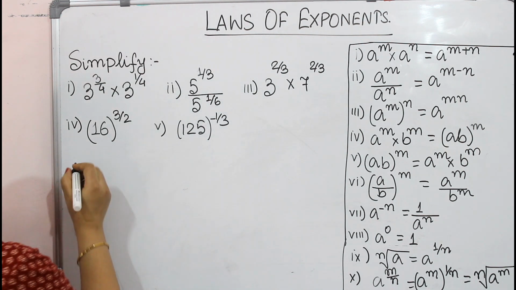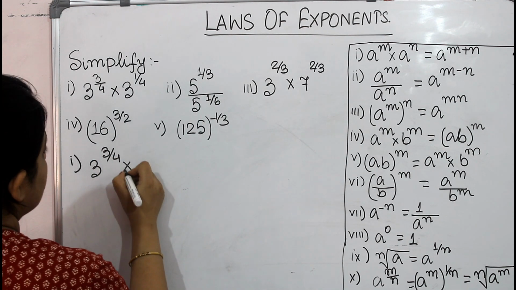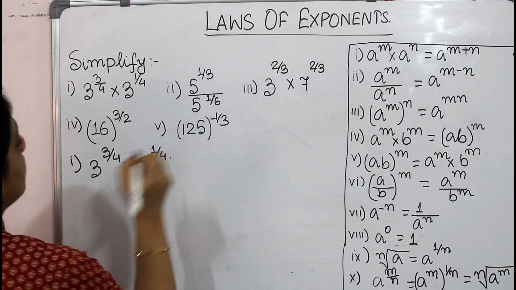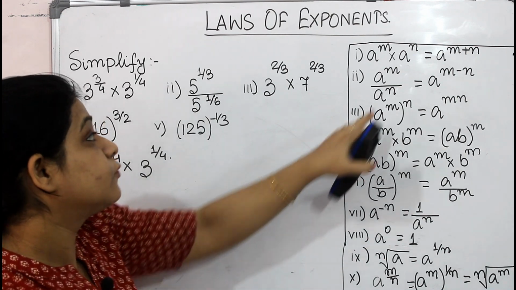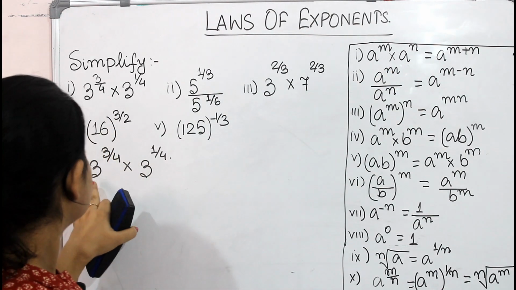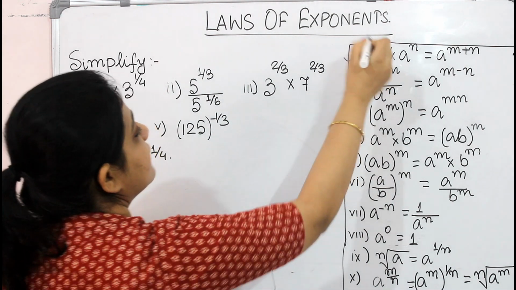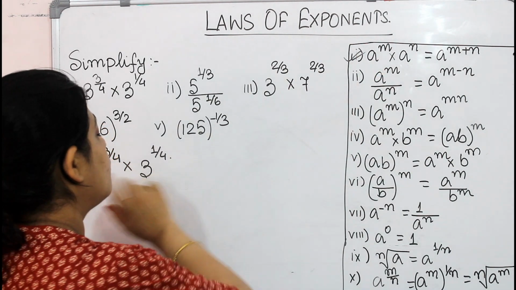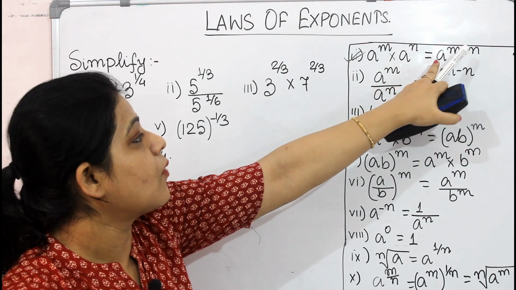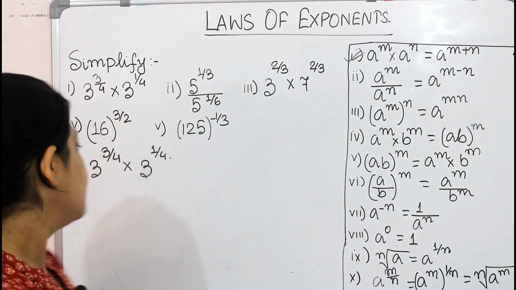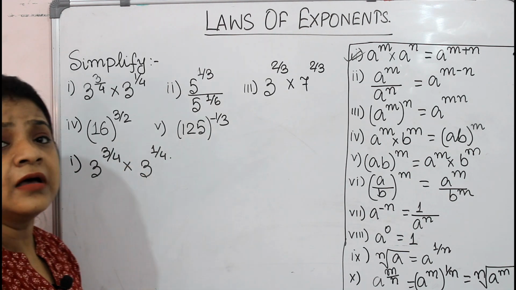So the first sum is 3 to the power 3 by 4 into 3 to the power of 1 by 4. Now from this list of laws, which one will work for it? This has the same base but different powers, so this rule will go with this sum. a to the power of m into a to the power of n equals a to the power of m plus n. Means we are adding the powers because the base is the same.